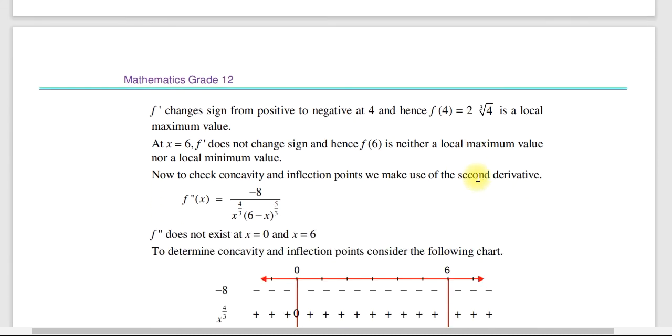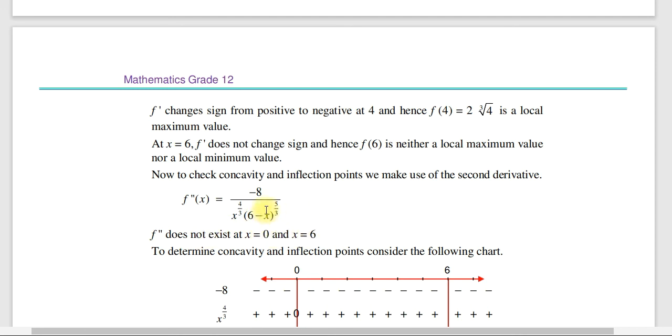Now to check the concavity and inflection point we make use of the second derivative test. When we compute the f second derivative, we get -8/(x^4/3) and 6 - x^5/3. So f second derivative does not exist at x equal to 0 and 6. If we substitute 0 here, it gives us undefined, and substituting 6 here also gives us undefined. So at 0 and 6 it is undefined.